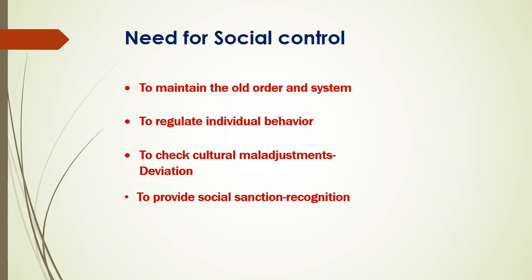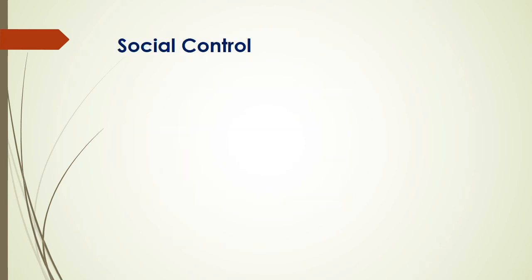When individuals' behavior is controlled by certain norms, rules, regulations and laws, by values, by family, by neighborhood, it gives a social sanction and recognition. It establishes social unity. It gives you a social unity.